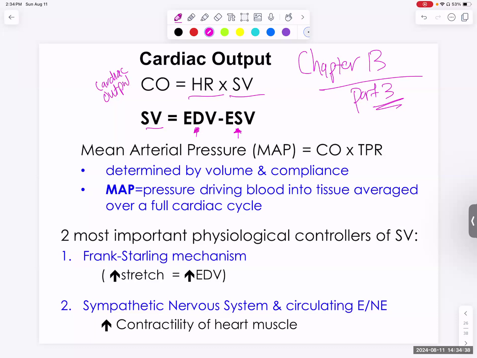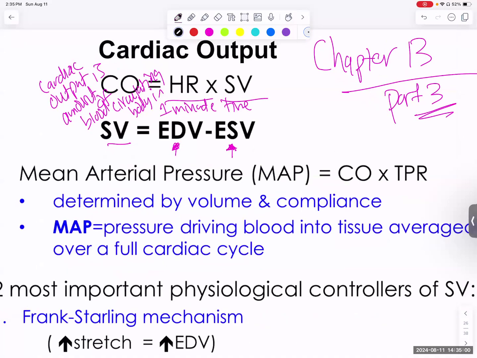Cardiac output is the amount of blood circulating in the body in 1 minute's time. And why is this important? Because the amount of blood circulating equates to how much oxygen and nutrient delivery, which is important. You have to have oxygen.